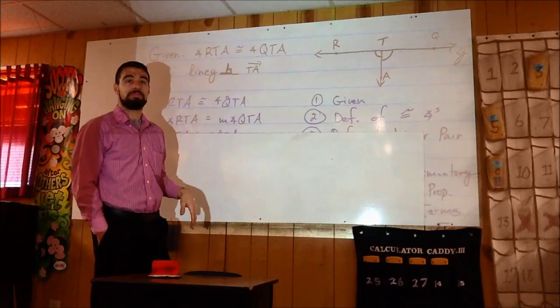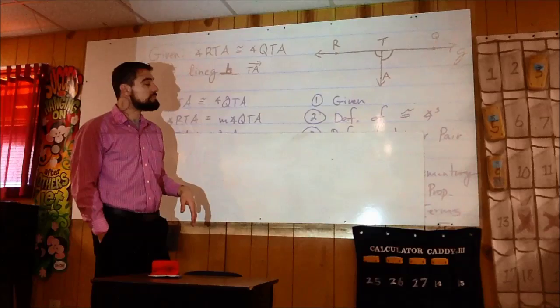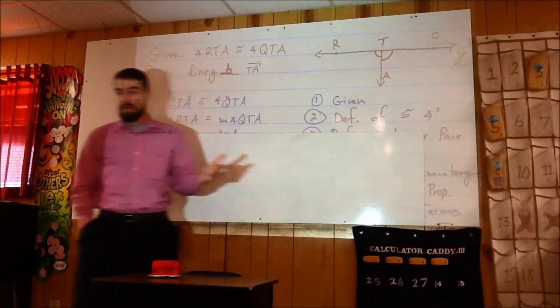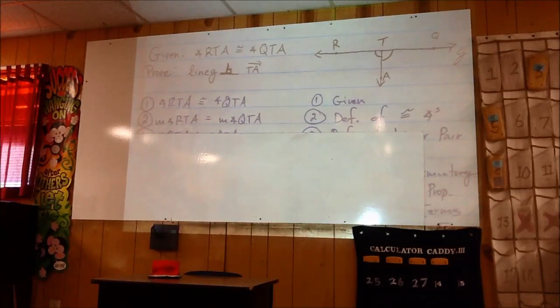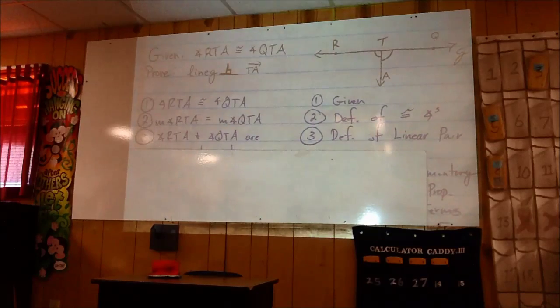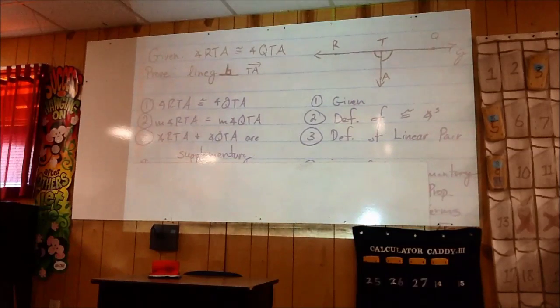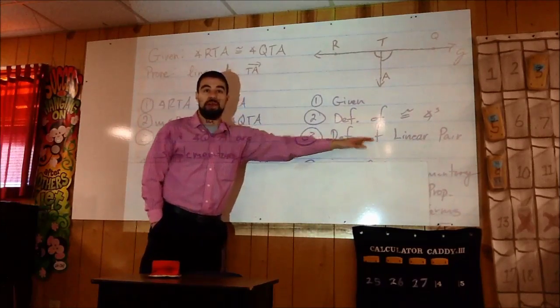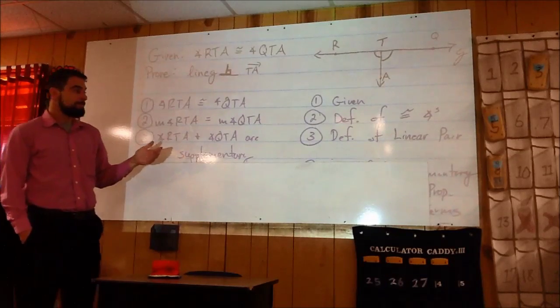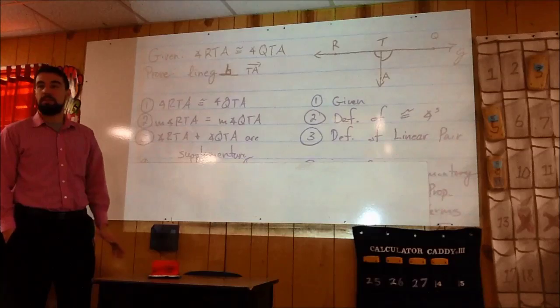Yeah. Angle RTA and angle QTA are linear. Okay, they're a linear pair, which means what? How's that going to help us? They're supplementary. Okay, so that's the information that we pull from our diagram, is that those two angles that we were given are congruent. We know that they're also supplementary because we can see in the diagram that they're a linear pair. And by the definition of a linear pair, we know that they are supplementary and adjacent. I'm not going to waste our time writing adjacent though. The definition of linear pair is two adjacent supplementary angles.